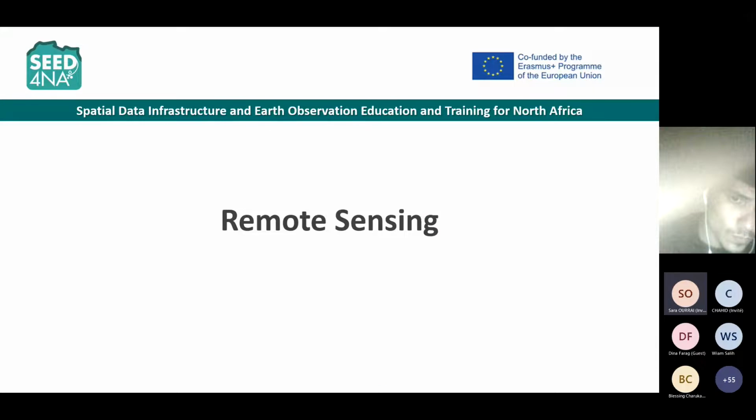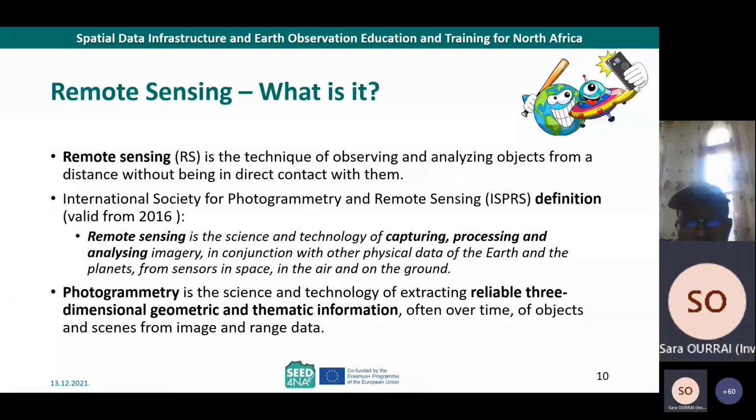And how someone can reach the results, like you see on these slides, is through remote sensing methods. Like I said before, remote sensing is a toolbox of methods for gathering applications for Earth observation. So, like I said, this definition: remote sensing is techniques of observing and analyzing objects from a distance without being in direct contact with them. What does that mean?